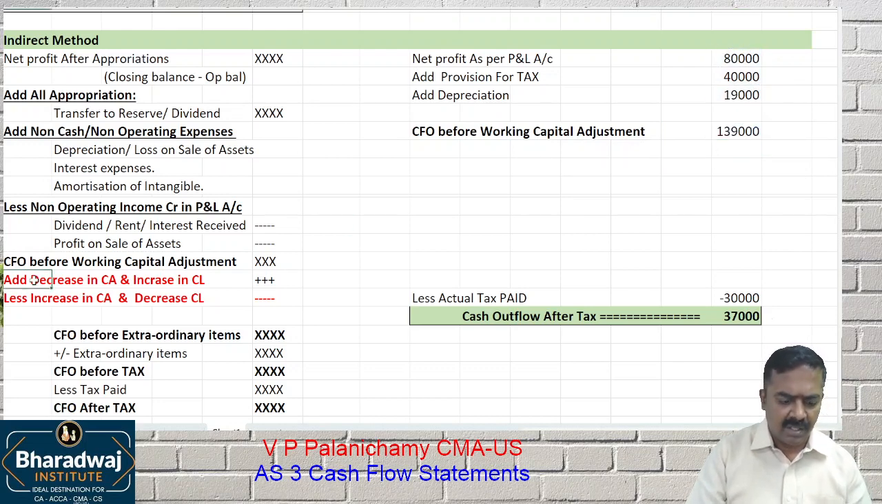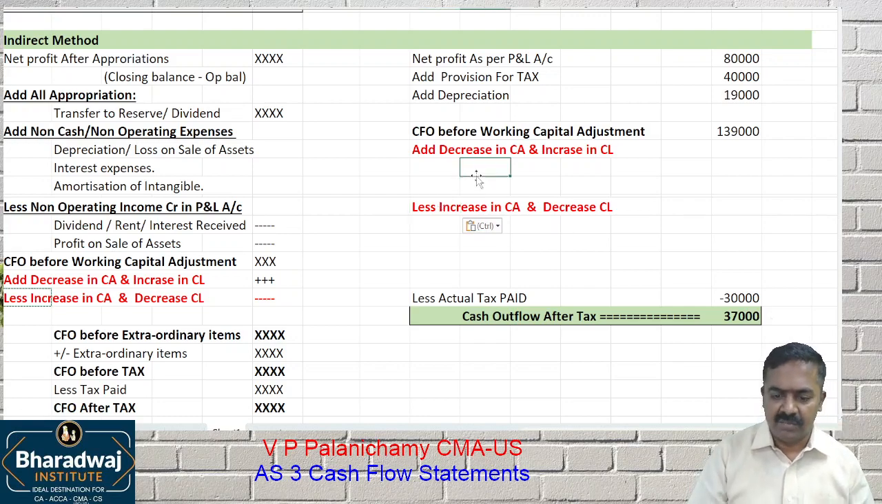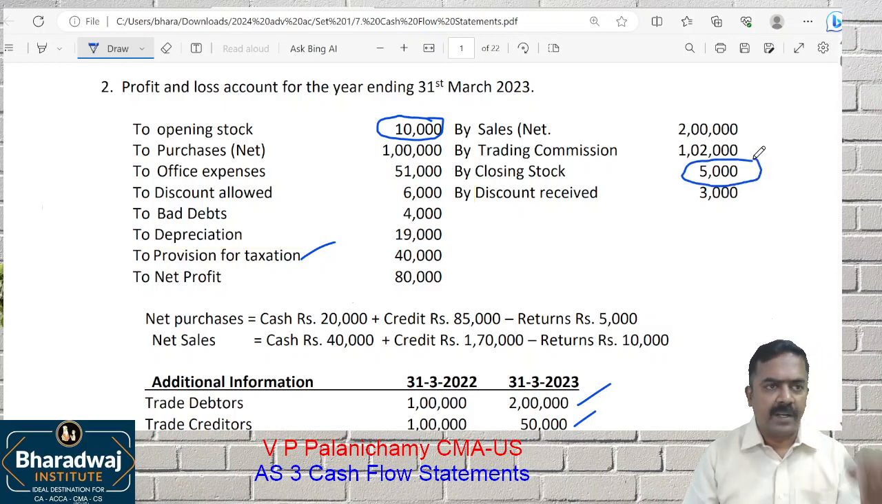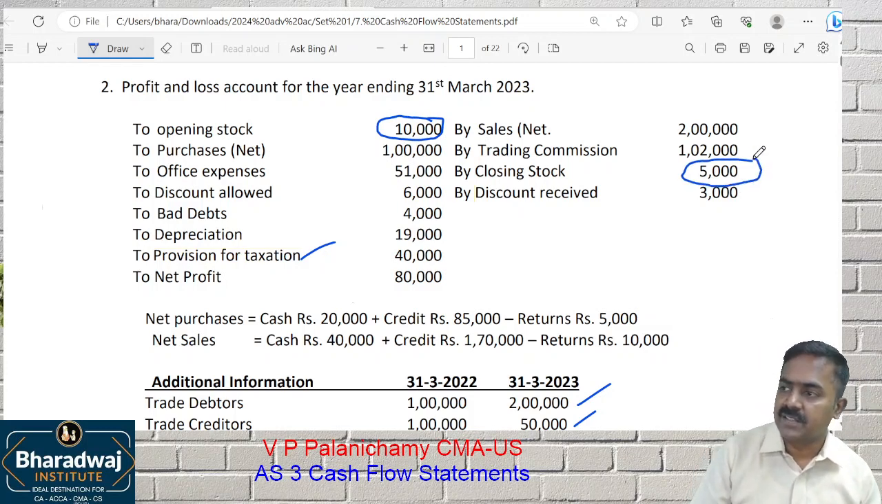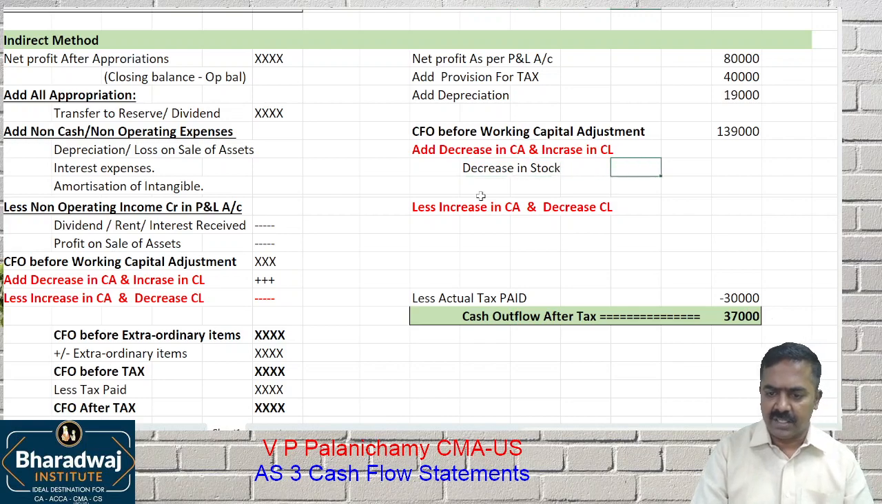Thereafter what we have to do? Add decrease in current assets and increase in current liability; less increase in current assets and decrease in current liability. Opening stock and closing stock are given. Stock is a current asset, right? It decreased, which means it is sold out. Decrease in stock, current asset decreased, so we add 5,000.